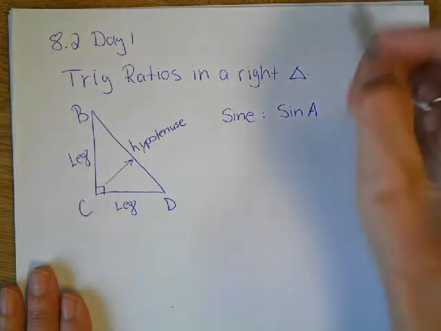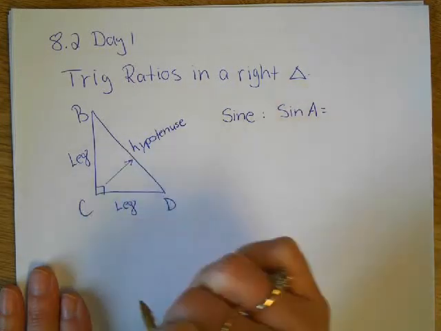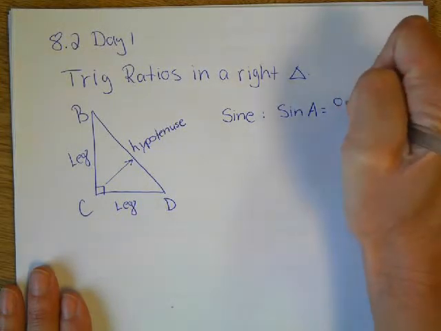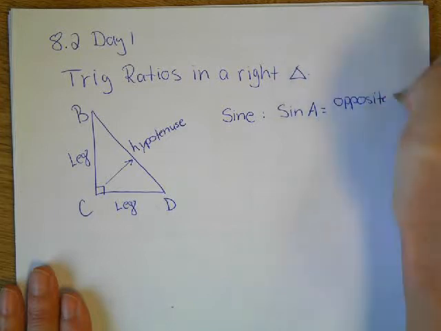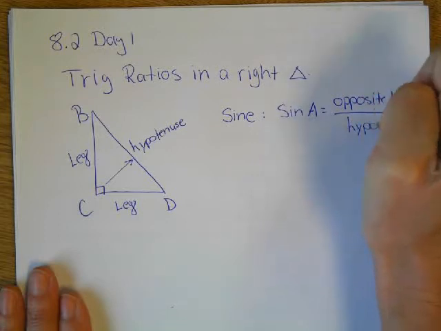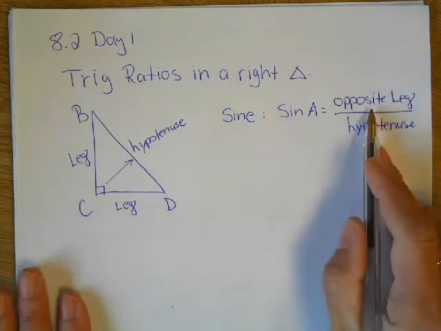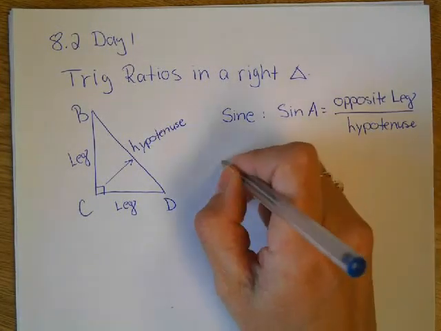So the sine ratio, and a ratio, remember, is a fraction, so it's picking two sides of this triangle and making a fraction out of them. For sine, you have to pick the opposite leg and then divide that by the hypotenuse. And I will be explaining what opposite leg is in a minute after we get through the ratios.